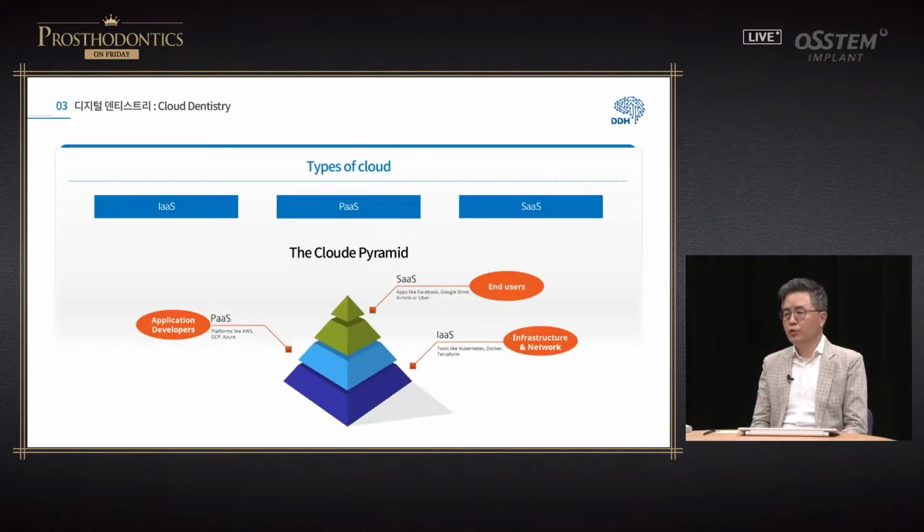If you look at the different types of cloud, you can largely divide it into 3 types. First is IaaS, Infrastructure as a Service. It only provides a storage server. Second is Platform as a Service, and development environment is provided. This is a more progressive type. Next is SaaS, Software as a Service.